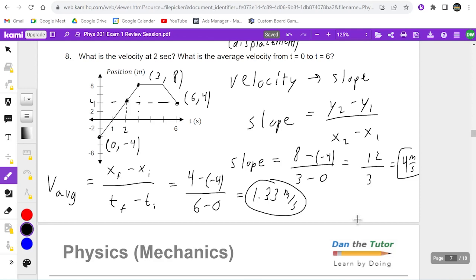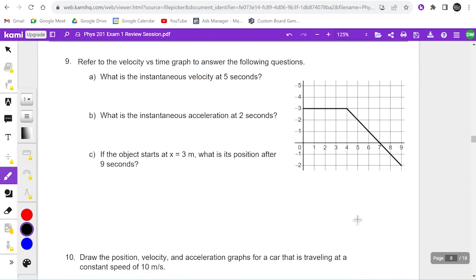And we're done. I almost guarantee you'll see a question just like that on the test. Anyone still writing? Okay. Next, number 9. Refer to the velocity versus time graph to answer the following questions.